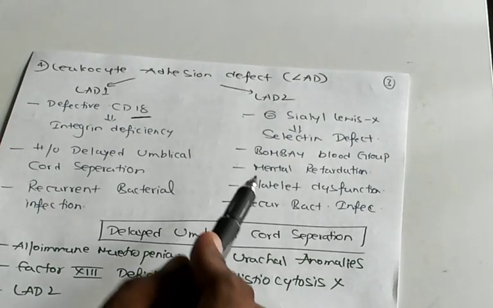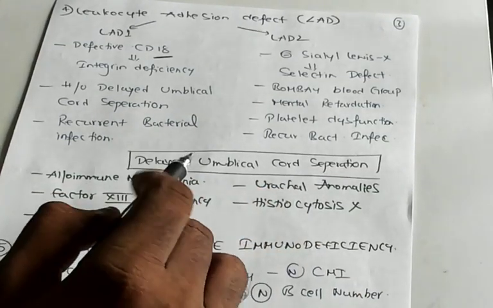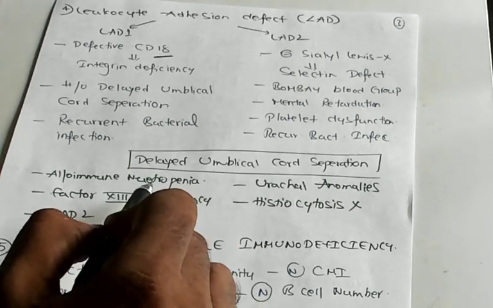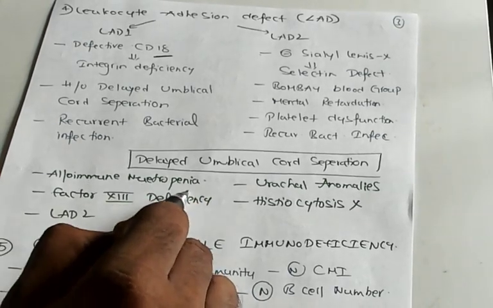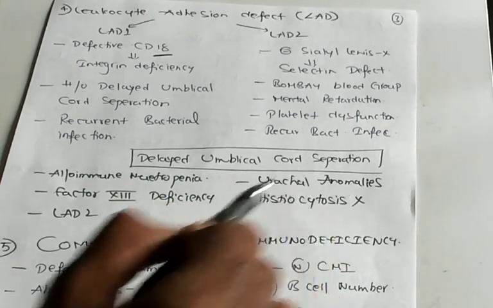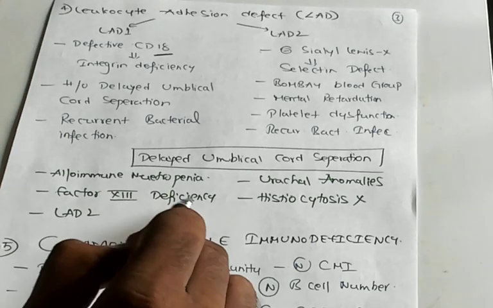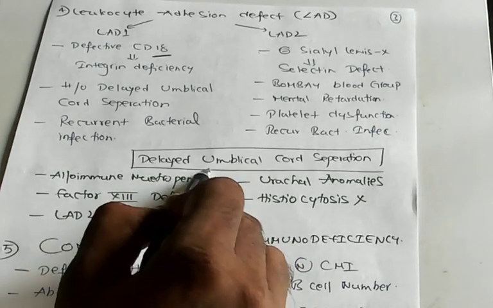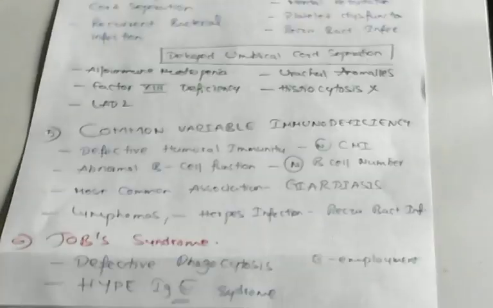And there are certain sets of conditions, doctor. Whenever umbilical cord separation is delayed, you should think of 5 possible reasons. What are they? Alloimmune neutropenia, urachus anomalies, histiocytosis X, factor 13 deficiency, and LAD2. They are the ones that should come to your mind if there is any delayed umbilical cord separation.